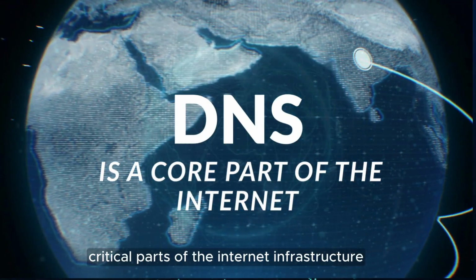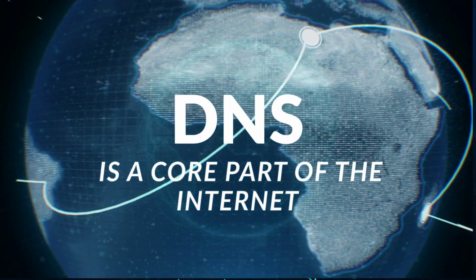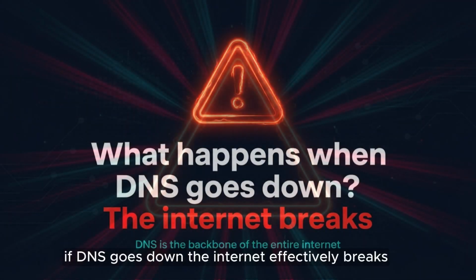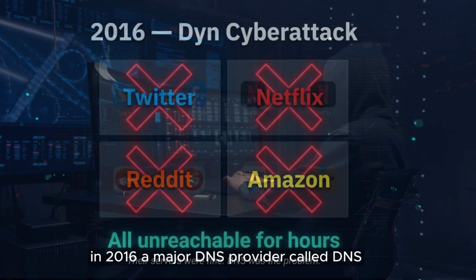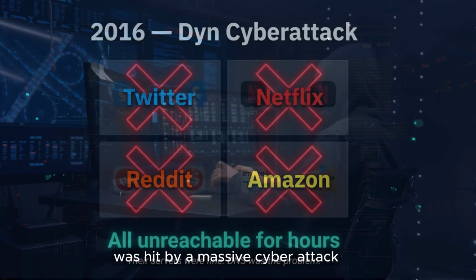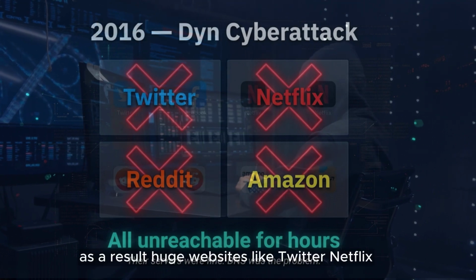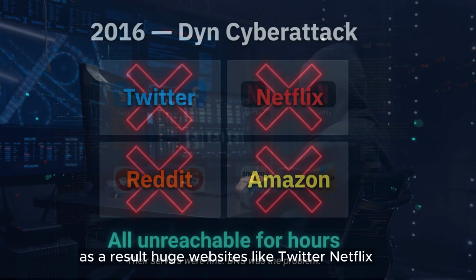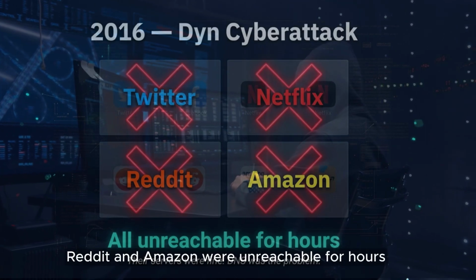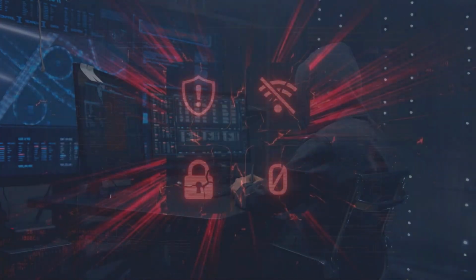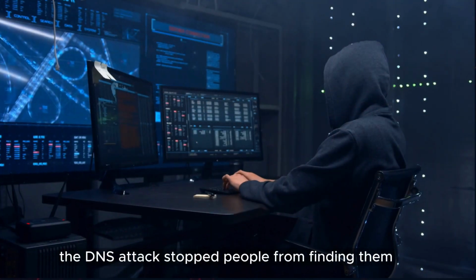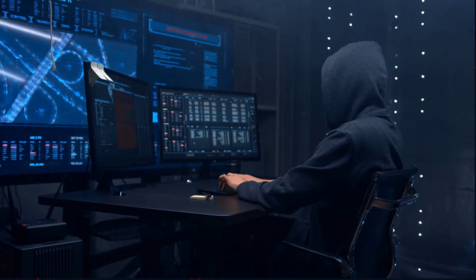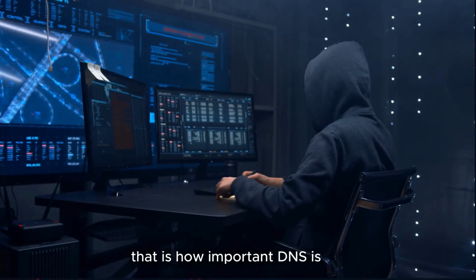DNS is one of the most critical parts of the internet infrastructure. If DNS goes down, the internet effectively breaks. In 2016, a major DNS provider called Dyn was hit by a massive cyber attack. As a result, huge websites like Twitter, Netflix, Reddit, and Amazon were unreachable for hours, even though their servers were perfectly fine. The DNS attack stopped people from finding them. That is how important DNS is.